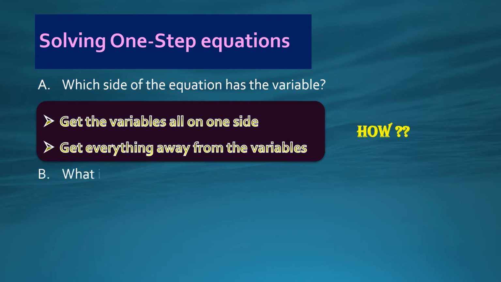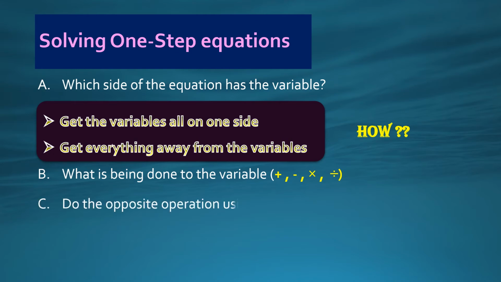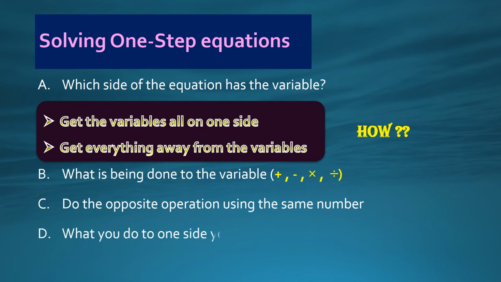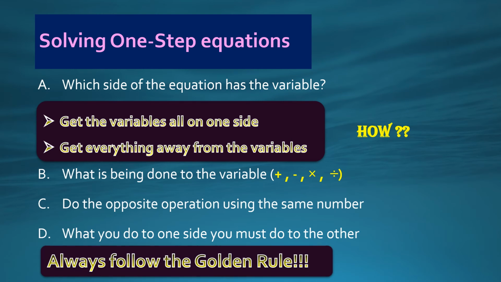Number 2, what is being done to the variable? Addition, subtraction, multiplication, or division. Number 3, do the opposite operation using the same number. And the last step, what you do to one side, you must do to the other. Remember, you must always follow the golden rule.